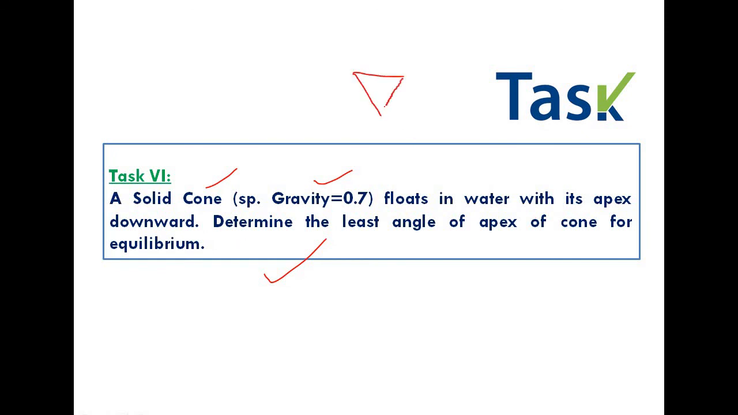So it is like this, floating in water, with the base at the top position. Determine the least angle of apex, suppose this angle is theta, of the cone for equilibrium. So here also you can find the metacentric height and make the condition that metacentric height should be greater than or equal to 0. Equate it to 0 and you can find that theta, that is the least angle of apex.